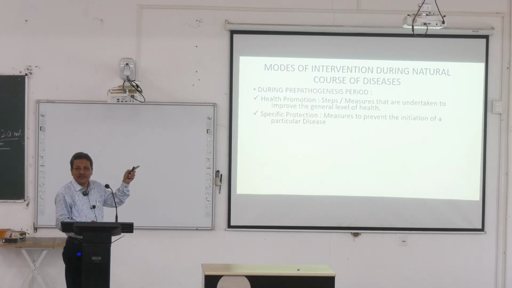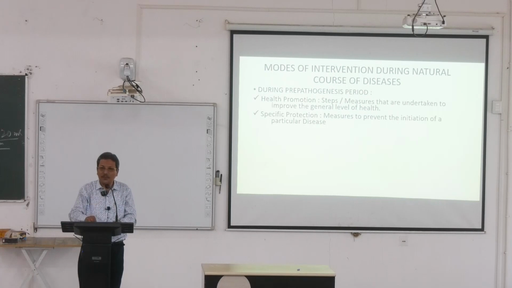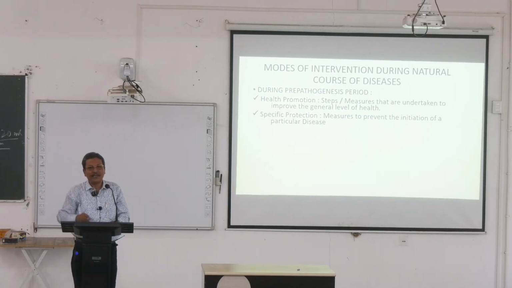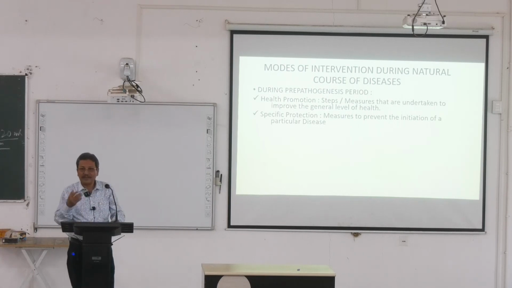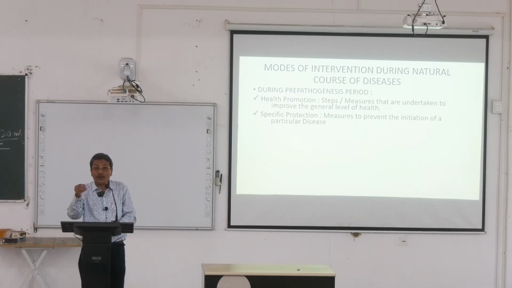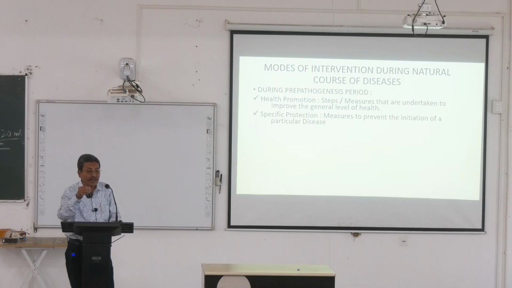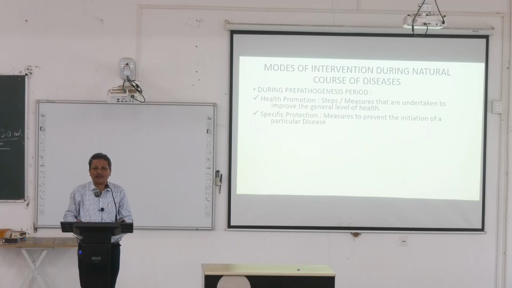Specific protection in the pathogenesis period: some of the diseases, it is proved through science, you can prevent by immunizations and other things. Measures to eliminate a particular disease, that is immunizations and other measures, or for any deficiency of vitamins. Vitamin A oil is given to children in infancy, around 9 months, so that one cannot suffer from visual disturbances, xerophthalmia, etc.